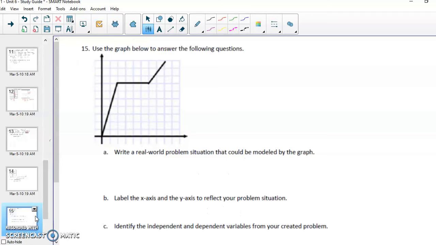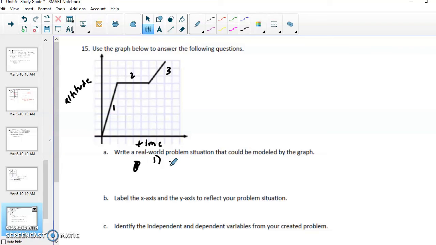This is really going to be up to you. Use the graph below to answer the following questions. Write a real-world situation. So whatever you do, I suggest that your x value is time. I'm going to use our good old standby altitude. And you could put numbers here, or you could leave them blank. So I'm going to put numbers here just to say portions of the graph.